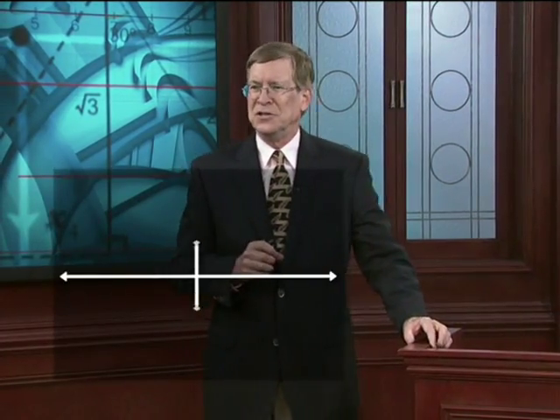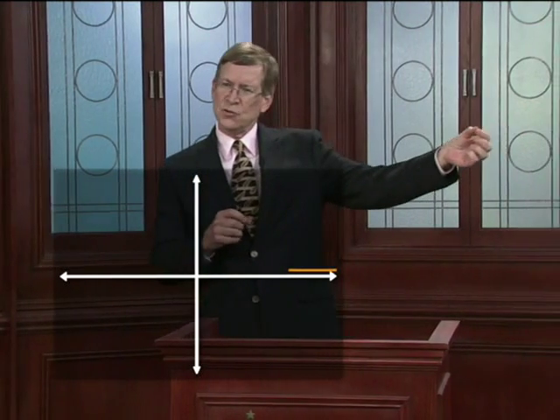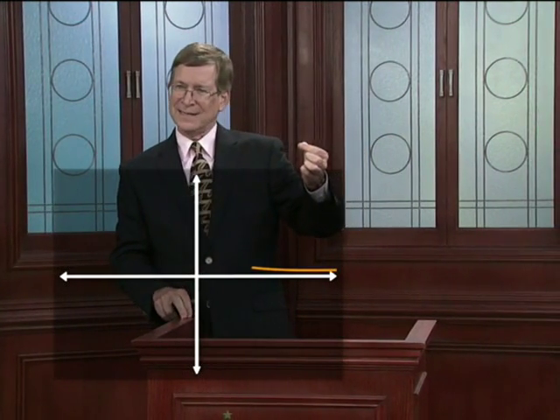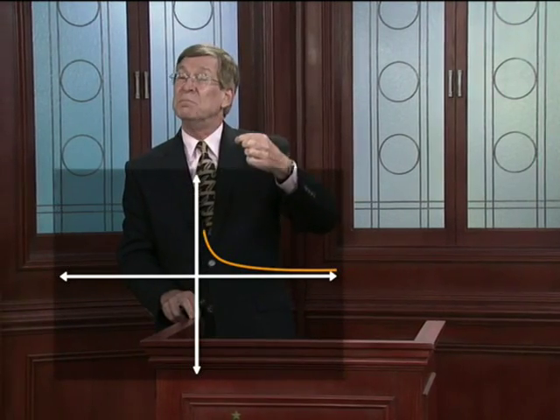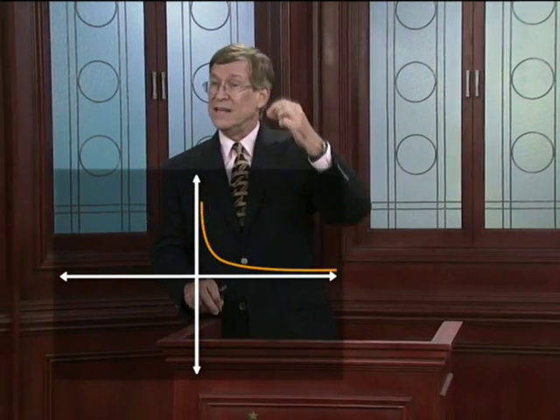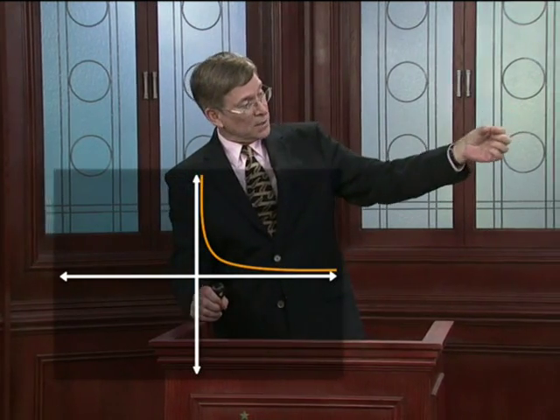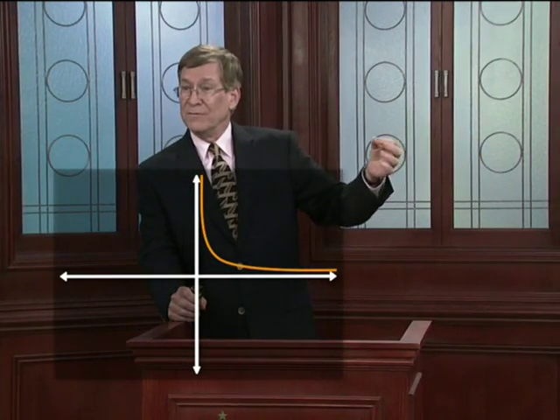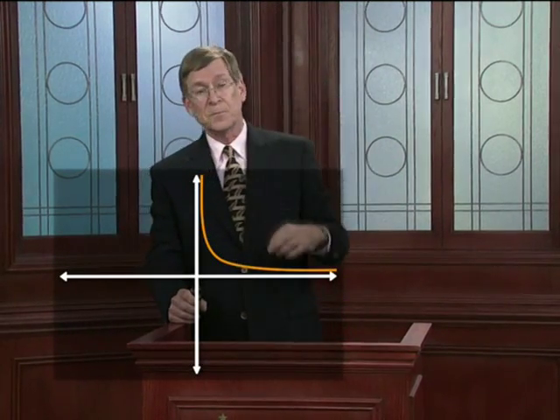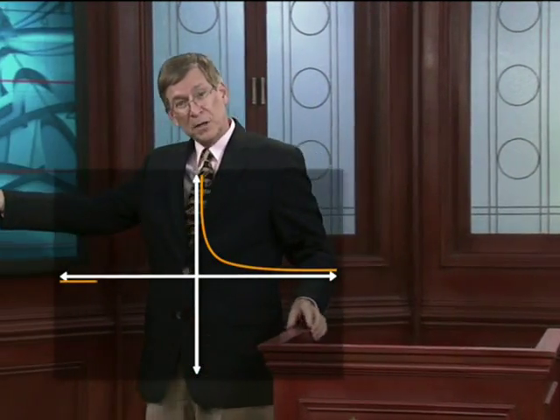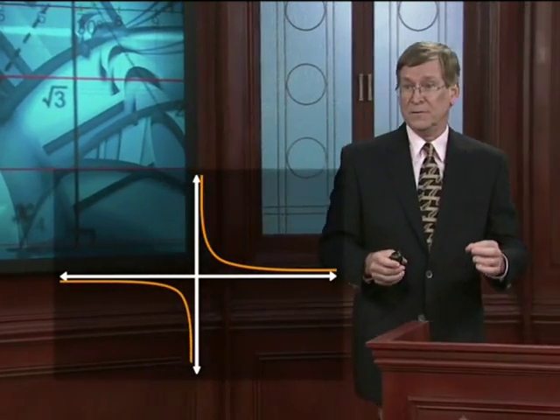Now look what happens here when we approach 0 from the right. As we get towards 0 from the right, as x gets nearer and nearer to 0, 1 over x gets bigger and bigger. 1 over a small number is a large number. So what we say is that as we approach 0 from the right, the function increases without bound. In a similar manner, as we approach from the left, the function decreases without bound.